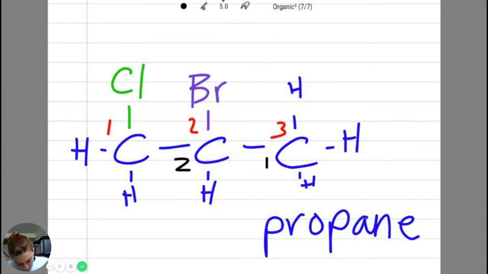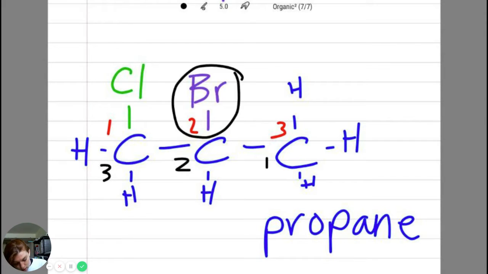1, 2, 3. Now my chlorine can either be on carbon 1 or on carbon 3, and my bromine either way is going to wind up on carbon 2. So if I am going to follow the rules, I would want my chlorine to be on carbon 1 and bromine on 2 because that is going to give me the smallest sum of numbers. So I'm going to put a 2-bromo, and a 1-chloro.